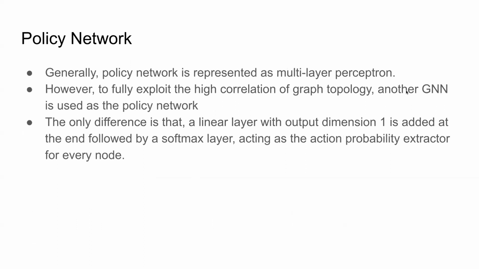As for the policy network, instead of using an MLP, another GNN is used to exploit the high correlation of graph nodes. At the end of the network, a linear layer with output dimension of 1 is added, followed by a softmax layer. These two layers act as the action probability extractor for every node.